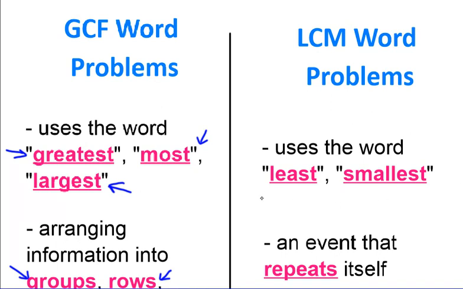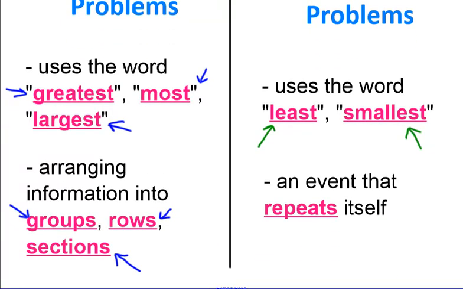So, LCM word problems are going to use the word least, or the word smallest, or a word similar to those, okay? Now, an LCM question may not use words like least or smallest, just like GCF problems may not use words like greatest, most, or largest. And in some cases, it may talk about events that repeat themselves. So, for example, a train comes to the station every 7 minutes and every 9 minutes. How often will it come to the station together? See, that's an event that's repeating itself because the train comes to the station every this many minutes and every this many minutes. How many times will it come together? So that's going to be an LCM problem as well. And we're going to look at those types of problems.